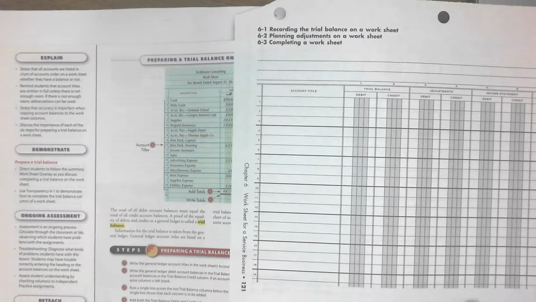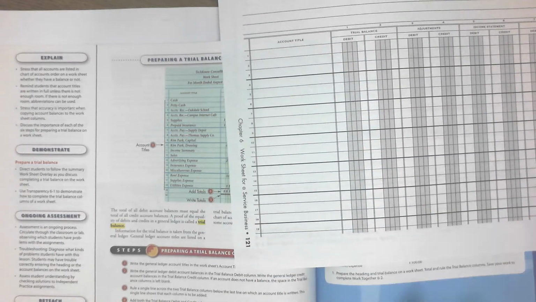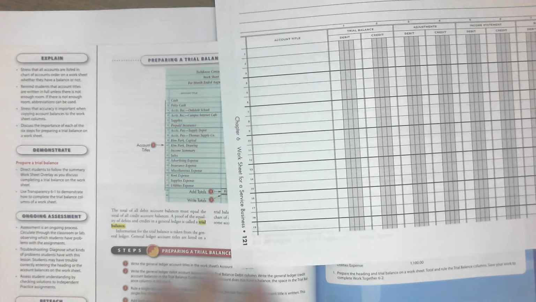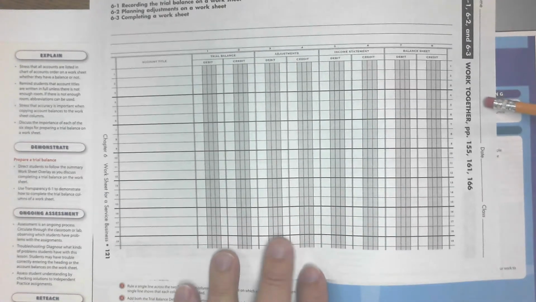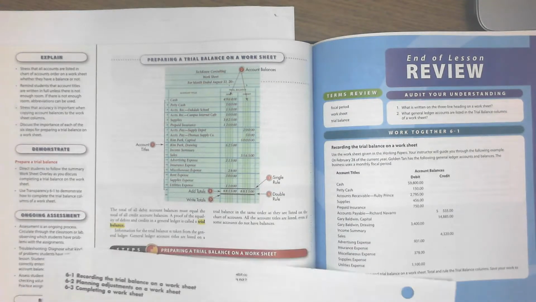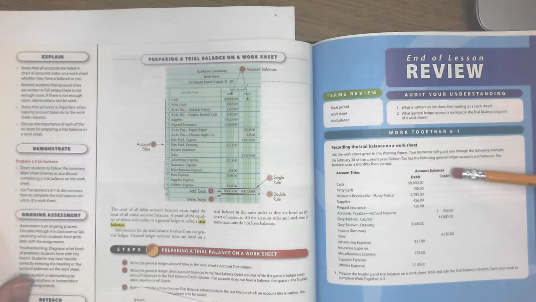It's workbook page 121. So I've got the work together worksheet, workbook page 121, and we've got the work together for the section review.